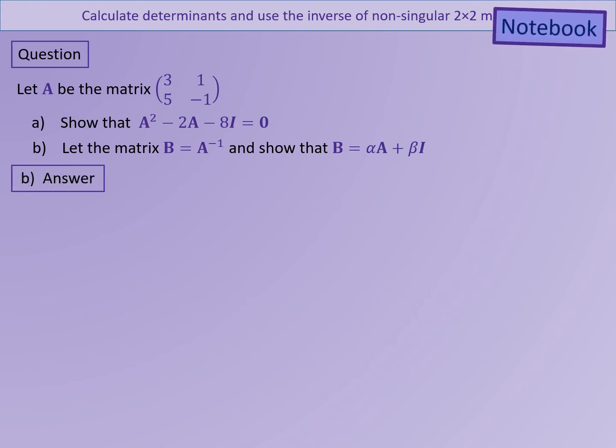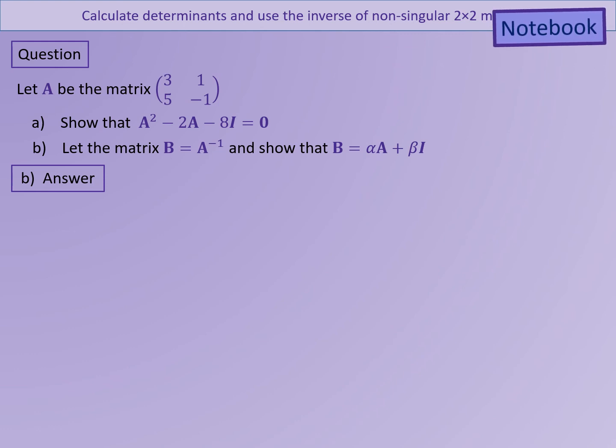For part B, I'm now going to let B be the matrix A inverse, and we're going to use that to show that B can be written as a scalar multiple of A plus another multiple of the identity. Now to start with, it's not obvious what's going to happen here. So we're going to start with the original equation. For part B, we've been told that matrix B is defined as A inverse, and we're asked to show from that that B can be written as a scalar multiple of A plus another scalar multiple of the identity matrix. It's not entirely obvious at this point how this is going to work, so we're going to start with what we've been given and go from there.